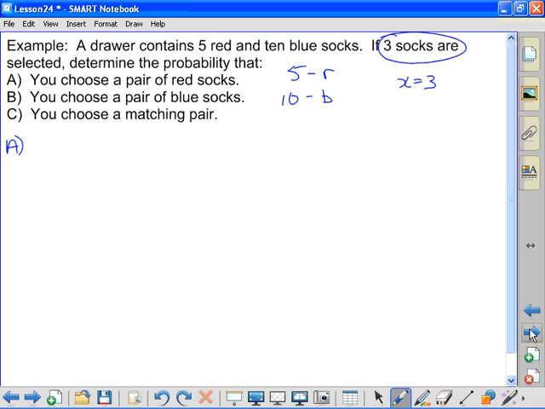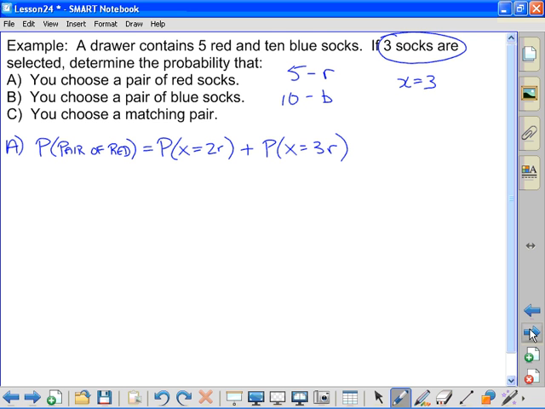Well, if I'm pulling out 3 socks in general, and I'm looking for a pair of red, I can end up with the probability that I have 2 red, or if I pull out 3 red, it'll also give me a pair. So I'm doing 3 draws regardless, and I could pull out 2 red, I could pull out 3 red.